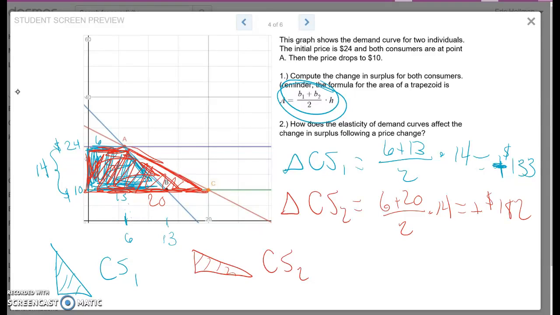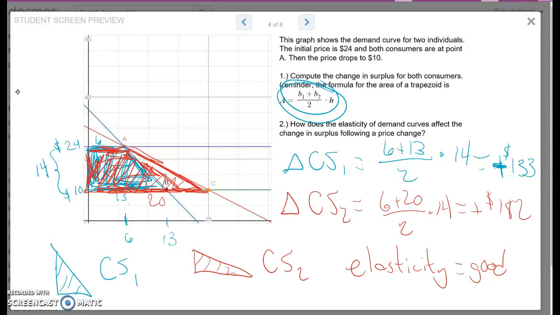This is pretty indicative of how elasticity affects change in surplus. Because elasticity is a measure of adaptability, the more elastic demand is, the more surplus you're going to be able to capture if a price goes down, and the more insulated against harm you're going to be if the price goes up. So for a consumer, elasticity is good. It makes you better off whether the price goes up or down.